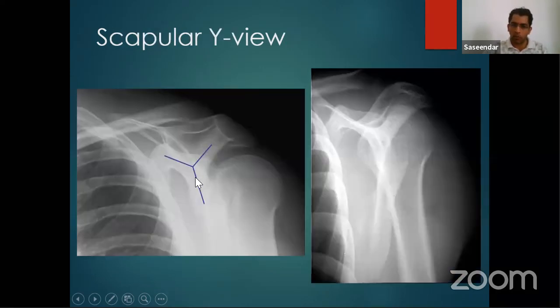And this is the scapular Y view. As we discussed earlier, this is the front, this is the back, this is the coracoid, this is the spine of the scapula, and this is the body of the scapula. And the humeral head is lying on the posterior aspect. So this is a posterior dislocation.